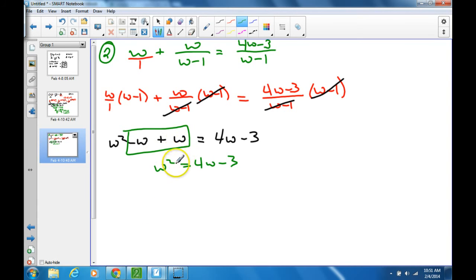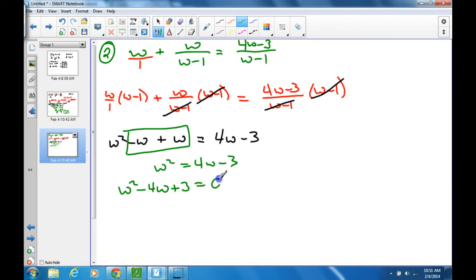Now, we got a W squared. That tells me I have a quadratic, and I need to use the box method to solve for that. So before I can even do that, I need to put it all on one side. So to get this 4W to the other side, I'm going to subtract it, right? And to get this negative 3 to the other side, I'm going to add it.